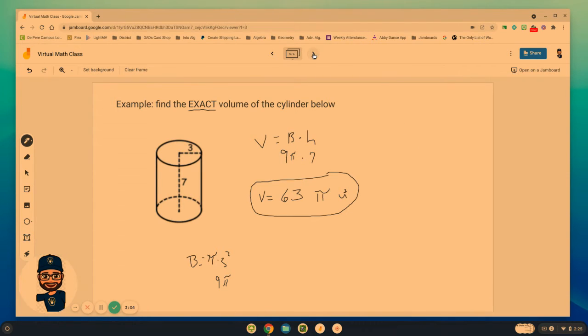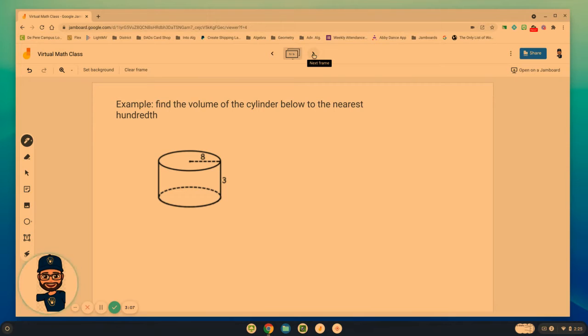Let's try the second one. Find the volume of the cylinder below to the nearest hundredth. To the nearest hundredth. Now we've actually got to figure it out. We're going to have to use Desmos a little bit. Capital B times H. The capital B in this case is pi times r squared, which is 64 pi. I'm going to leave that for right now, and we'll round at the very end. We're going to say that B is 64 pi. The height is times 3. And we're going to punch this into Desmos.